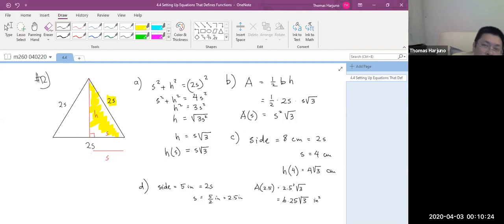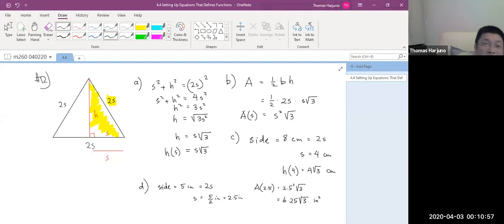So this question number 12 actually helps us do the following. Suppose they don't give us part A, they don't give us part B, and then they suddenly ask, if you have a side 8 centimeters, how to find the height? You basically do what you did in part A, but you plug in numbers. Likewise, if they ask you part D right away, you have an equilateral triangle, the side is 5. What is the area? Then you need to find the height first in terms of S, and then do part B.